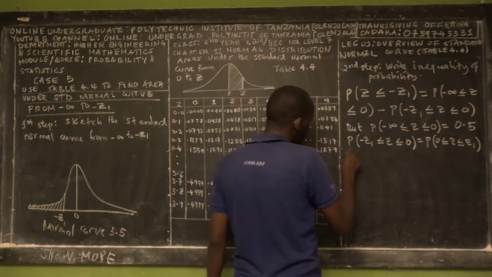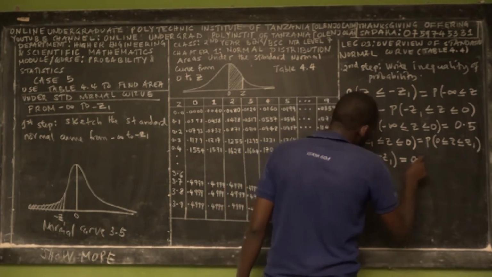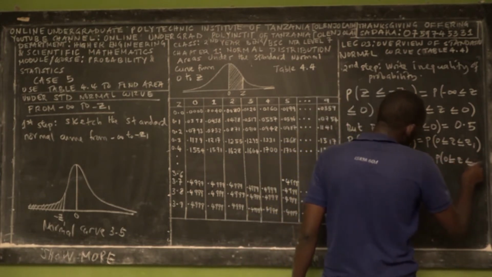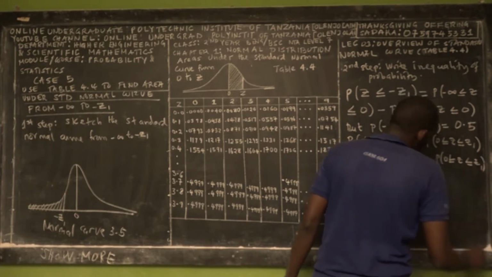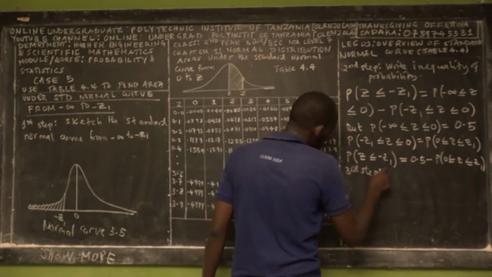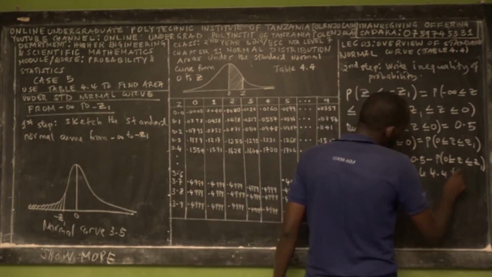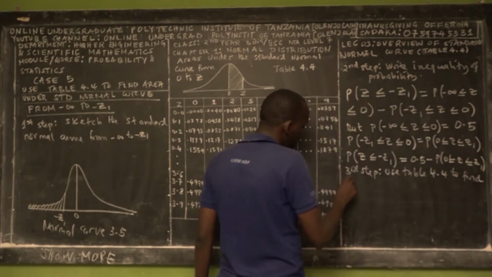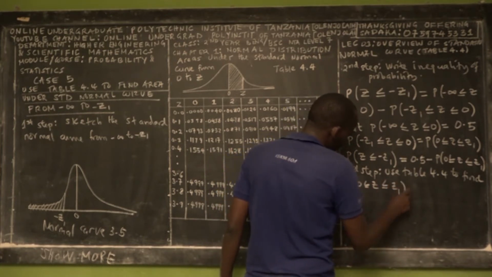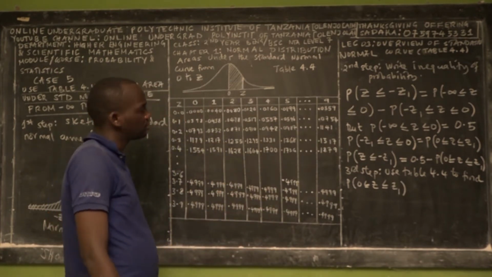We also know that probability from negative infinity less than or equal to Z less than or equal to 0 is equal to 0.5 due to the symmetry, because the total area under the normal curve is 1. So the total area from 0 to negative infinity is 0.5, and the total area from 0 to positive infinity is 0.5. Again, from the symmetry, probability from negative Z1 less than or equal to Z less than or equal to 0 is equal to probability of 0 less than or equal to Z less than or equal to positive Z1. So now probability of Z less than or equal to negative Z1 is equal to 0.5 minus probability of 0 less than Z less than or equal to Z1.